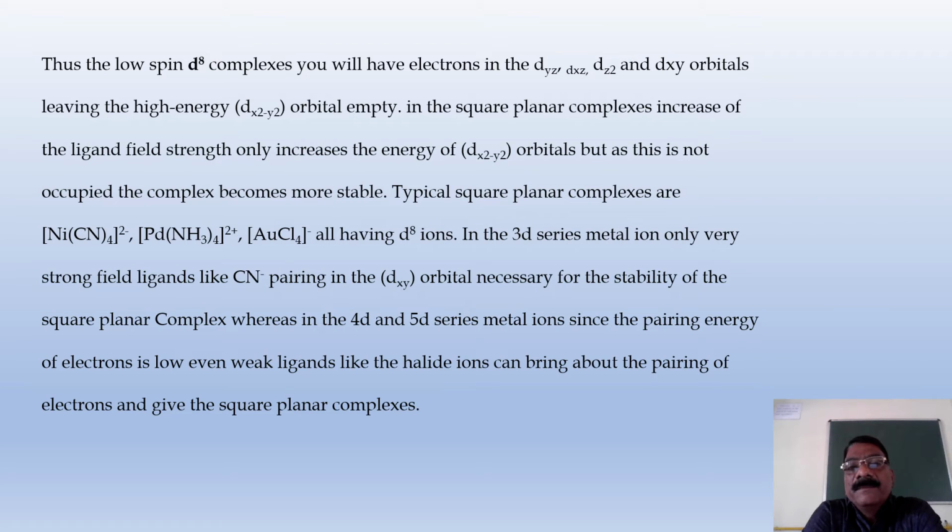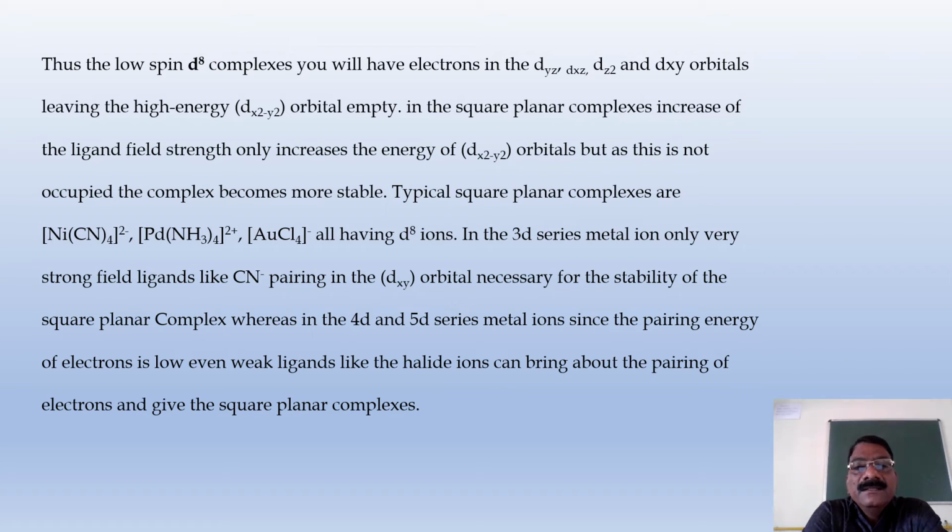Typical square planar complexes are [Ni(CN)4]2-, [Pd(NH3)4]2+, and [AuCl4]-, all having d8 ions or d8 systems. In the 3d series, only very strong field ligands like CN-, with pairing in the dxy orbital, are necessary for the stability of the square planar complexes.